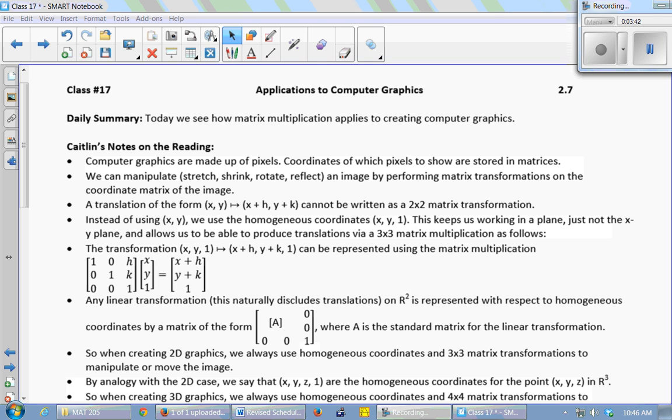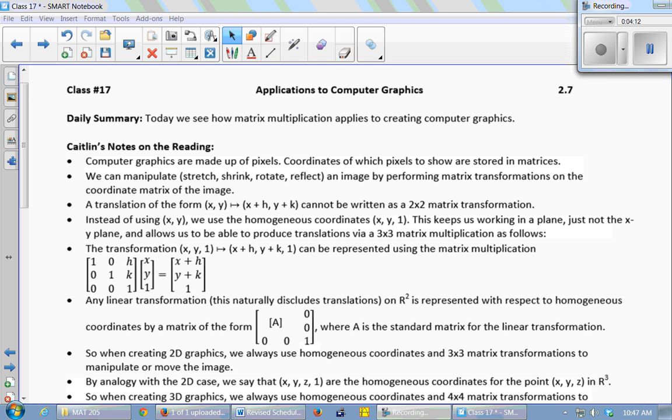But a translation we have problems with. We can't just use all the standard things we've learned so far if we want to do a translation, which is an important thing to be able to do in computer graphics. You need Zelda to be able to walk across the screen. He can't just stay there getting bigger and smaller and rotating. He's got to be able to move. So we need to be able to perform translations, but translations are not linear transformations, which means they cannot be written as a 2x2 matrix transformation.